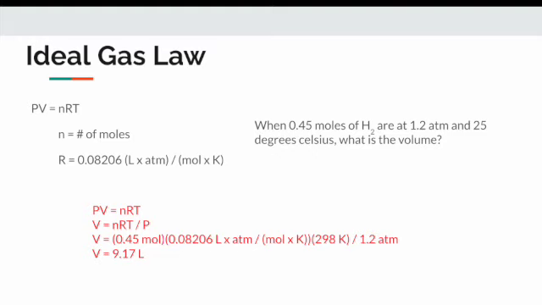Now, with Puvner, you can use basic algebra to isolate the volume variable, and then plug everything in. You know there's 0.45 moles, you know the gas constant, which is 0.08206 units, and you also know the temperature, that is 298 Kelvin, so 273 plus 25 degrees Celsius is the conversion to 298 Kelvin. And now you divide all that by the pressure, which is 1.2 atmospheres. From there, you get 9.17 liters, or 9.2 liters to be more accurate.